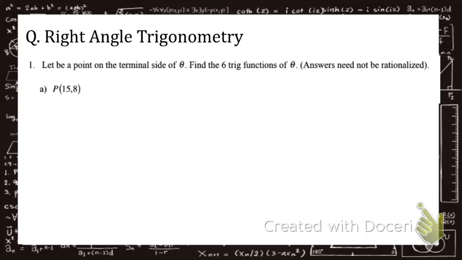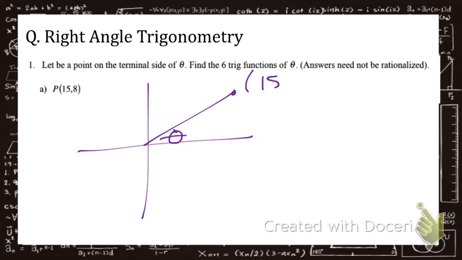All right, right triangle trigonometry. There's kind of a typo there, but let P be a point on the terminal side of theta. Find the 6 trig functions of theta, and answers do not need to be rationalized. So if I'm looking at this angle, theta, and I draw it in the coordinate plane, that means that this is the point 15, 8. If I look at that in the coordinate plane, it creates a triangle. 15 is the x-coordinate, and 8 is the y-coordinate. So the x-coordinate is how far over I go, and 8 is how far up I go. If you use the Pythagorean theorem to find the missing side, the hypotenuse, you would get 17.